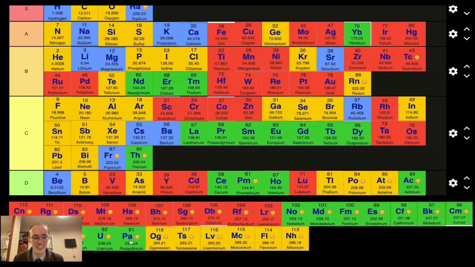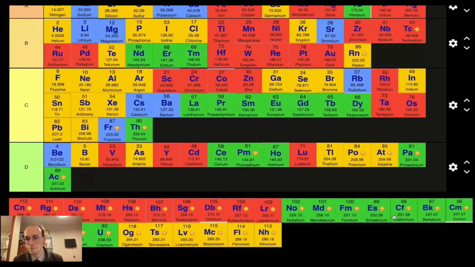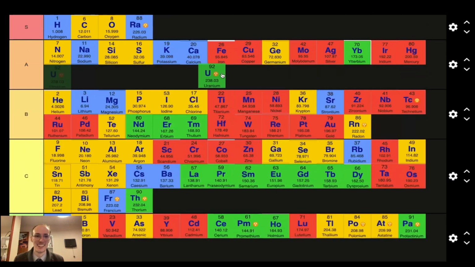Protactinium is next. It's a scarce, highly radioactive, toxic element. It's mostly used for radioactivity research. If at all, it can go in D. Uranium is a radioactive element that people have heard of, and for that reason alone, no, not for that reason alone, it can go in the A tier.